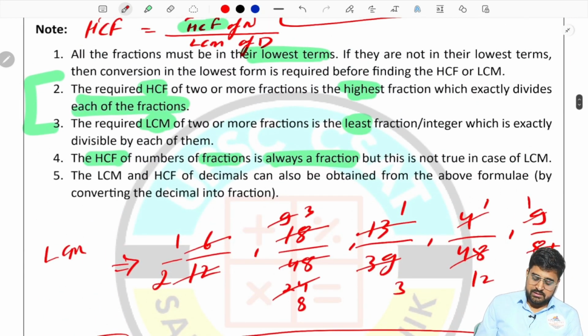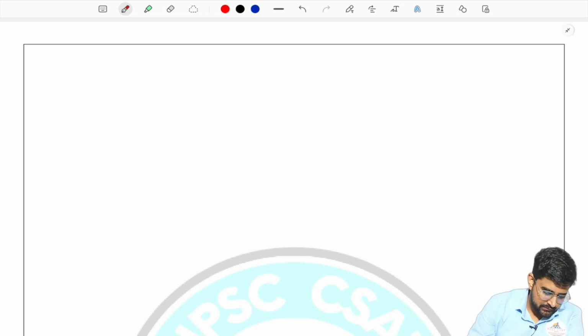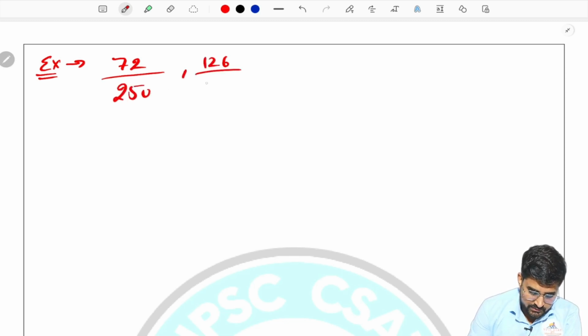So note 4 says that the HCF of fractions is always a fraction, but this is not the case for LCM. Now let us practice some examples of what we have discussed in the notes. I will take some good examples so that you are able to understand whatever we have discussed till now.